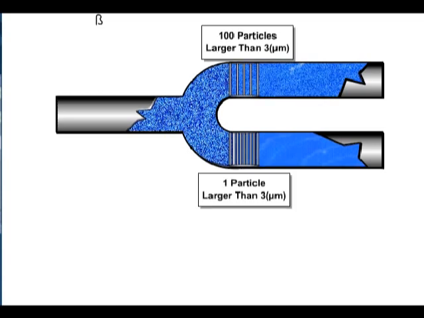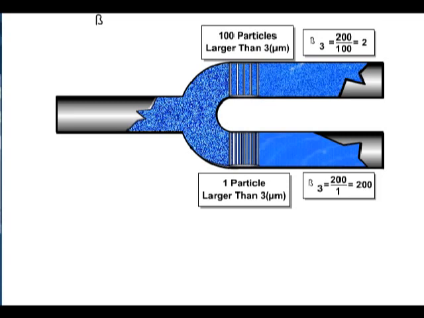If we apply these numbers to the beta ratio formula, we can see that the filter at the top has a lower or less efficient beta ratio, and the filter at the bottom has a higher or more efficient beta ratio.